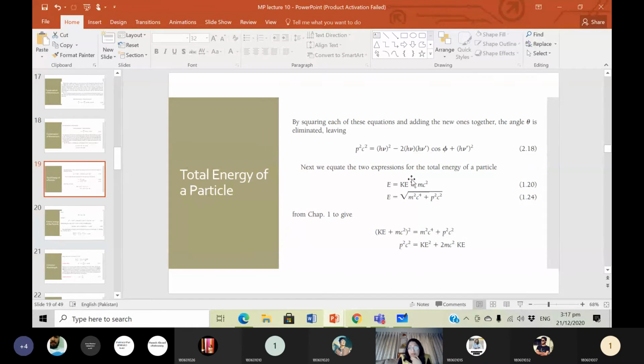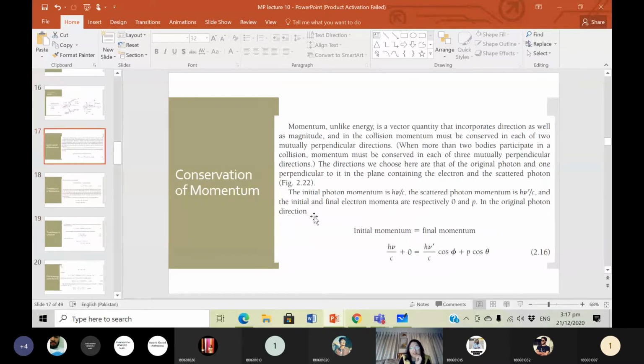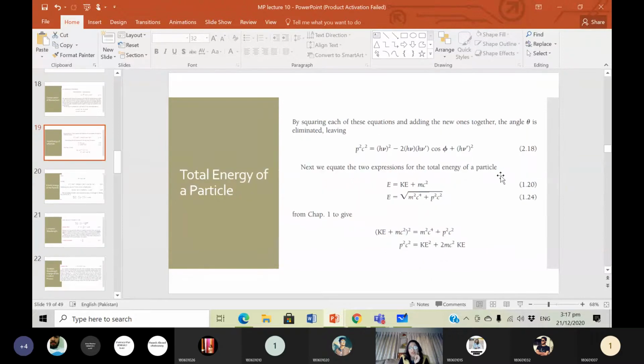So next we equate the two expressions for the total energy. The equations we have used so far came from conservation of momentum. Now what we want to do is apply conservation of energy as well, okay? We'll be able to obtain some equation based on conservation of energy as well. We have used so far conservation of momentum to obtain two equations, and then finally we obtained this equation. So now we equate the two expressions for the total energy of a particle.